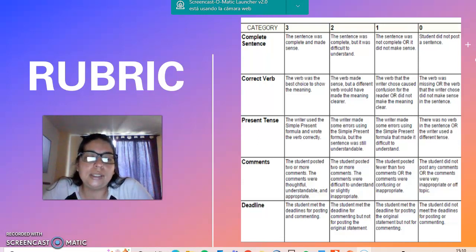What I mean by comments in this part is what they wrote about their daily routines, okay? And also, they could share their daily routines and explain this to the class. And their participation, the feedback, the washback that they give their classmates can also be considered in this criteria. And finally, every assignment, every task has to work with a deadline, so the students know when to turn it in. So the student met the deadlines for posting and commenting.